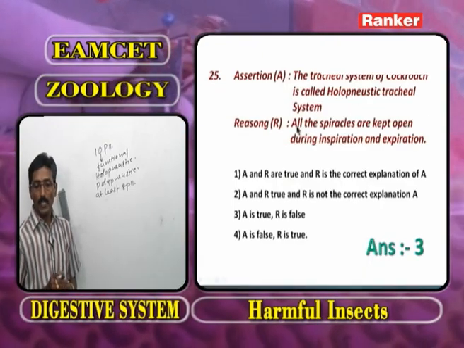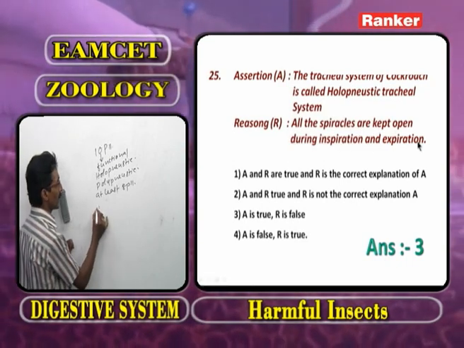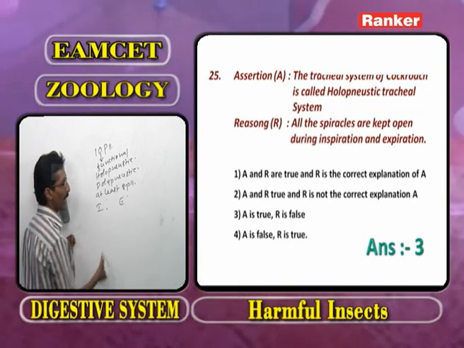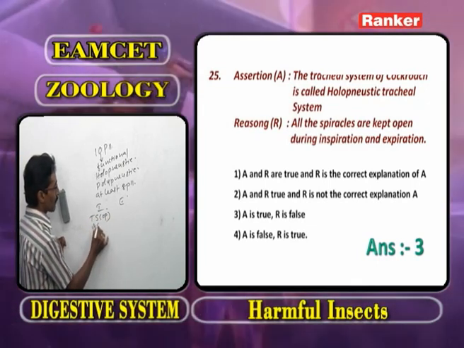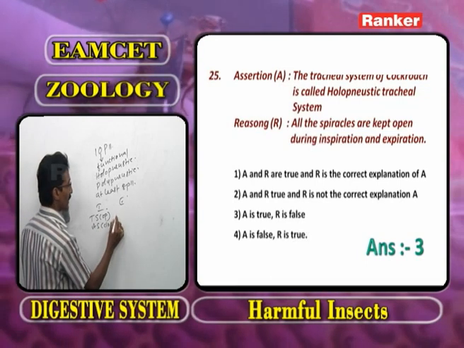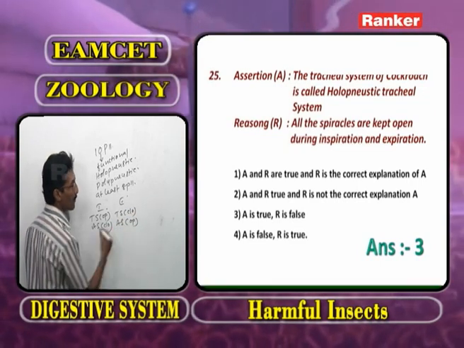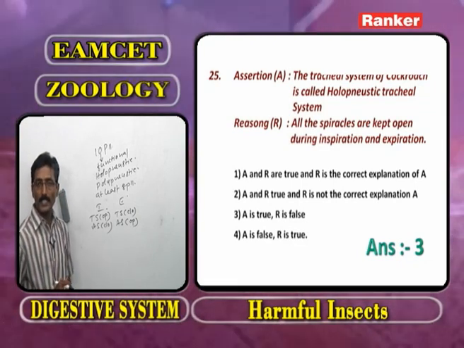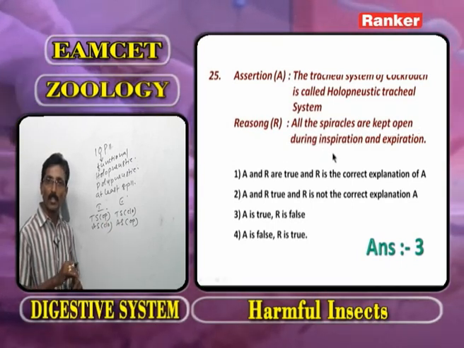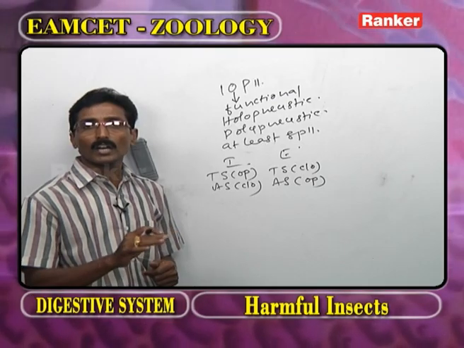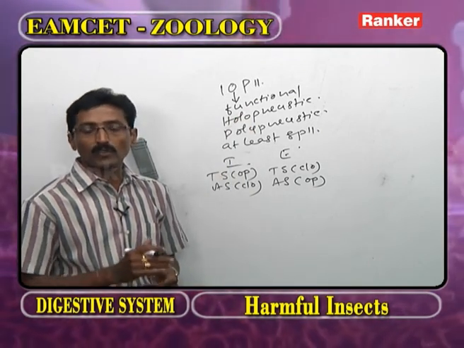Now, the reason: all these spiracles are kept open during inspiration and expiration. As we observe, during inspiration only the thoracic spiracles open and the abdominal spiracles close. During expiration, the thoracic spiracles close, whereas the abdominal spiracles open. So the reason, that all spiracles are kept open during inspiration and expiration, is wrong. But the first one is correct. All 10 pairs of spiracles are functional, so it is called holoneustic. Now we go for the next question.